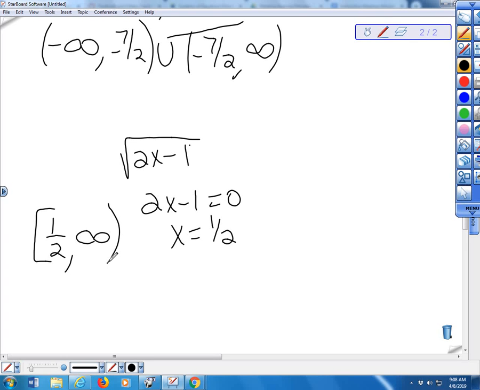Okay, so in this section you're going to be asked to find the domain of functions. And I just want to review that to make sure you understand what they're looking for.